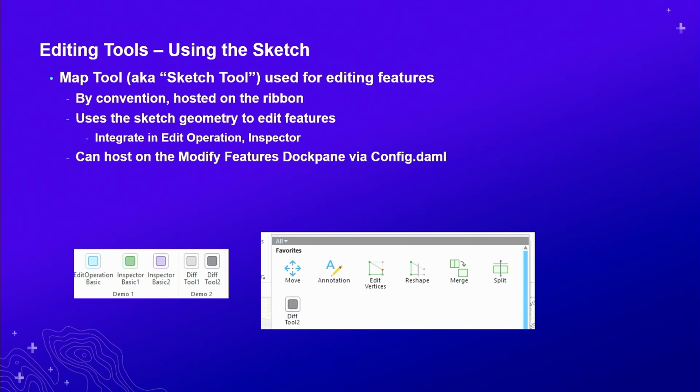The user would then use the sketch to create a geometry, and then you would use that geometry inside an edit operation to actually perform an edit, whether it be a create or a reshape or whatever. You can also host the tool inside the Modify Features dock pane, much like the rest of the core editing tools. And that's also configured by the config.daml file as well. And we'll go through those over the next few slides.